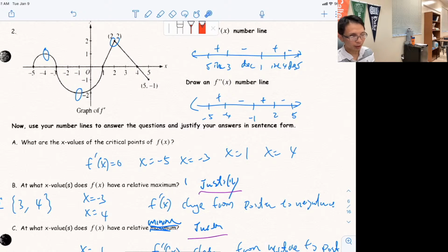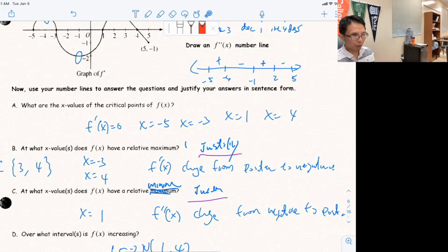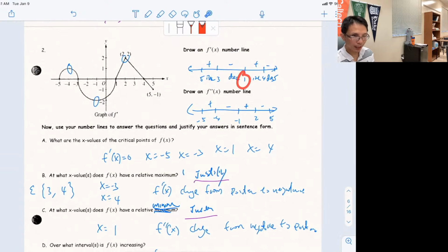Now you have to justify f prime of x on the test on Tuesday. You have to say f prime of x changes from positive to negative, and that's how you justify something. At what x value does f of x have a relative min? This one's min, obviously, because the first is max, second is min. So at x equal to 1, because you look here, there's only one that went from decreasing to increasing, which is x equal to 1. Also, sorry, this one is f prime of x, not f double prime of x. So f prime of x changes from negative to positive.